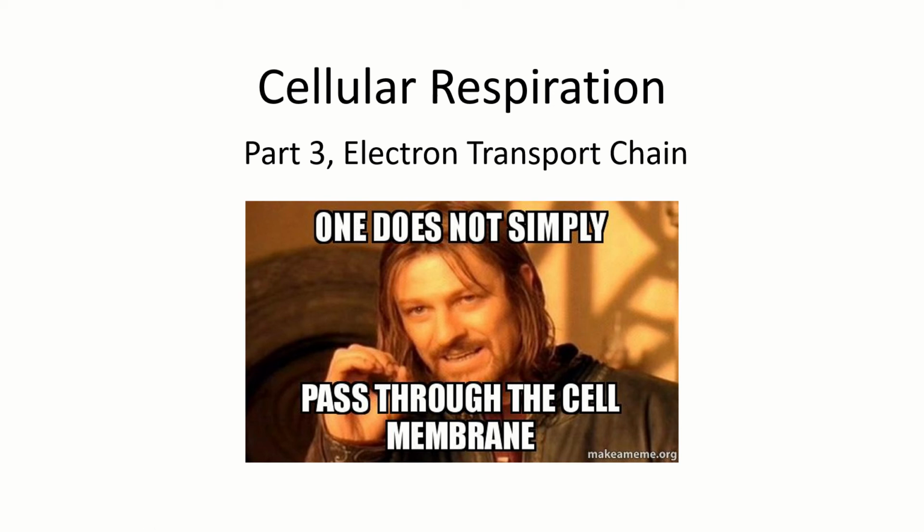All right, it is time for part 3. We're going to break oxidative phosphorylation down into 2 parts, the electron transport chain and then chemiosmosis. Electron transport chain, just remember, one does not simply pass through the cell membrane, especially if one is an ion, and we are going to be talking about ions.